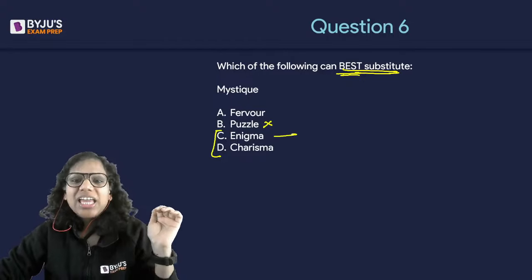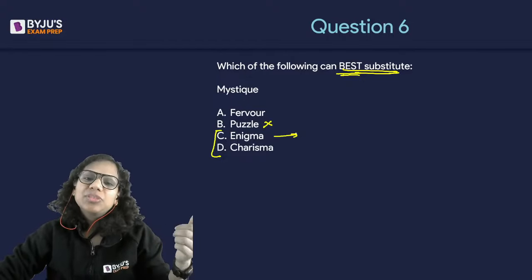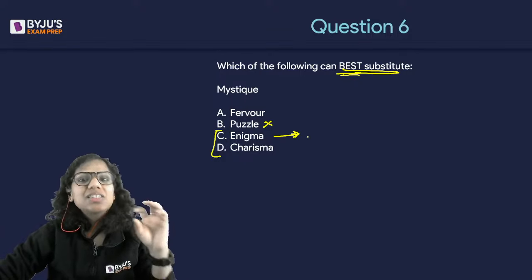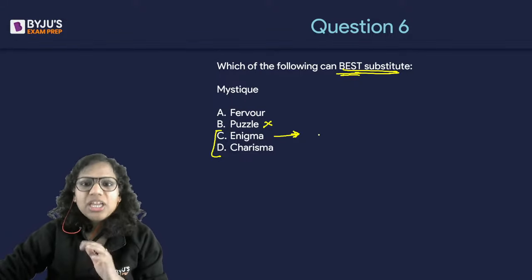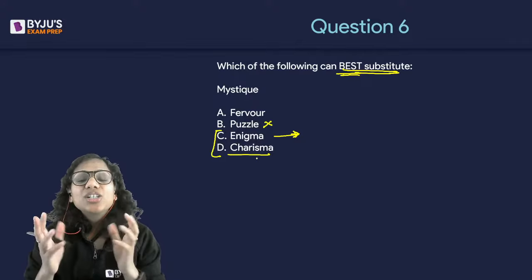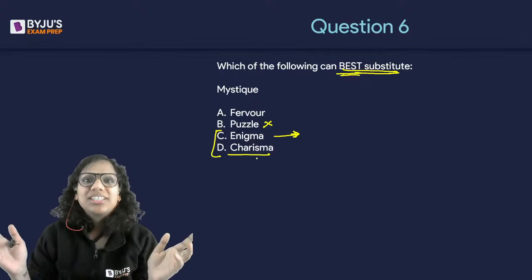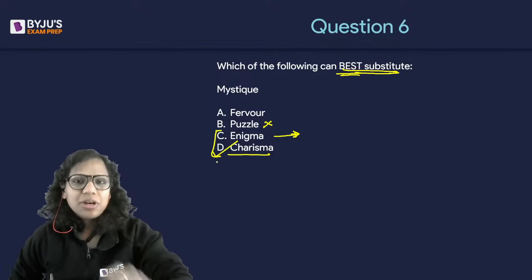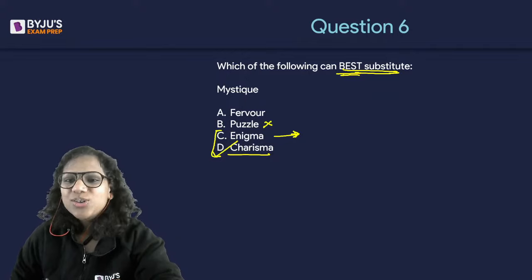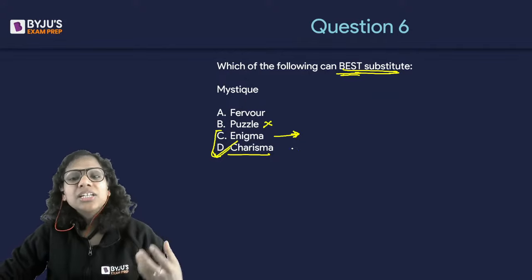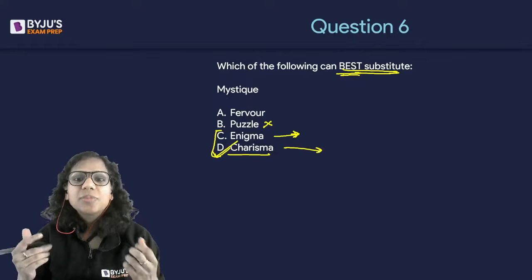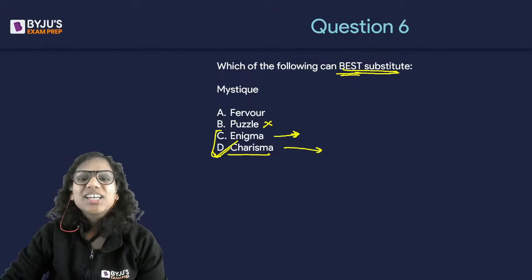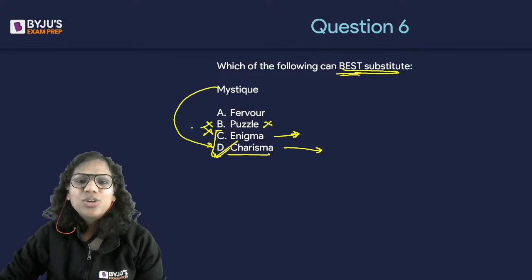closer. Enigma has more to do with something that's puzzling for you, something that you're unable to figure out. That is an enigma for you, a puzzle for you, right? Charisma, on the other hand, stands for that fascination associated with mystery. So the better word out of these is D, charisma, and not enigma. Okay, so D is the answer. Charisma also means the charm that a thing holds because of its mystery, because of the glamour associated with its mystery, right? So D, and not C, not B.